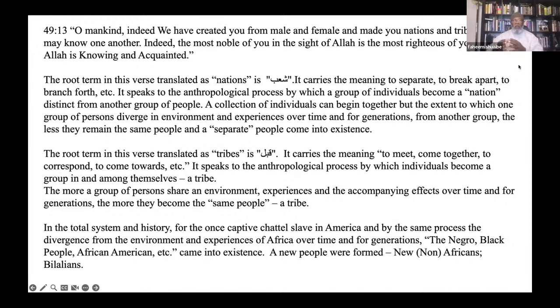Tribes: you have a group of people, the individuals come together, right? And what happens for them is the more those persons share an environment and share an experience. They were different before, but now here they are together. And with the shared experience and the shared environment and the accompanying effects over time for generations, the more they become the same people.